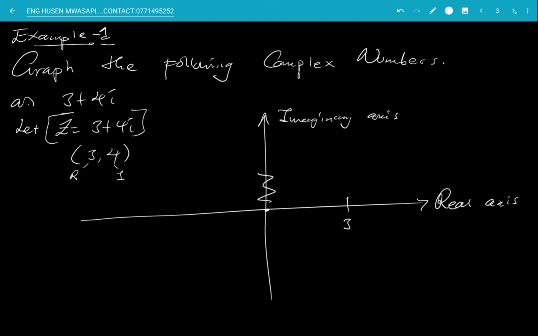I can pick 4 on the imaginary axis. Any point here can be called 4. So I'll pick this point to be 4. Then I have to join these points. Wherever these points meet is our z, our complex number, like that.